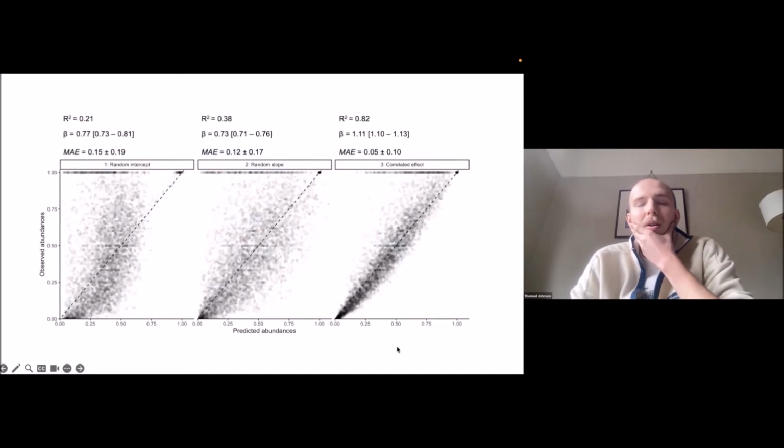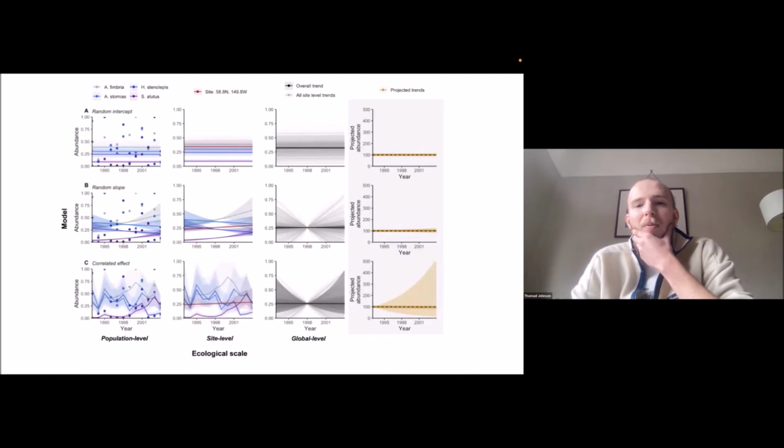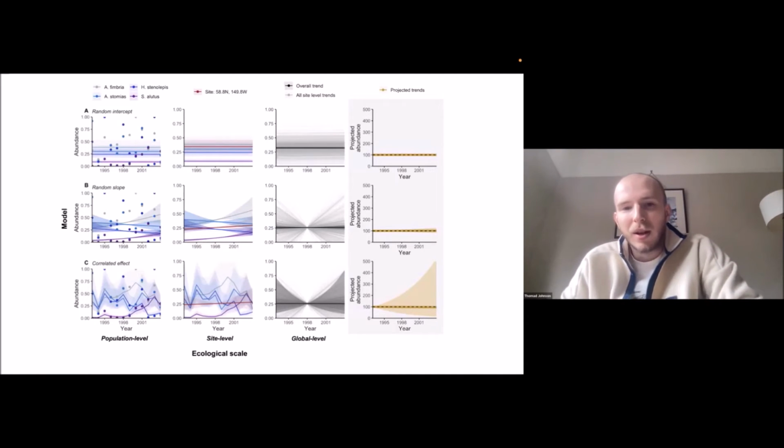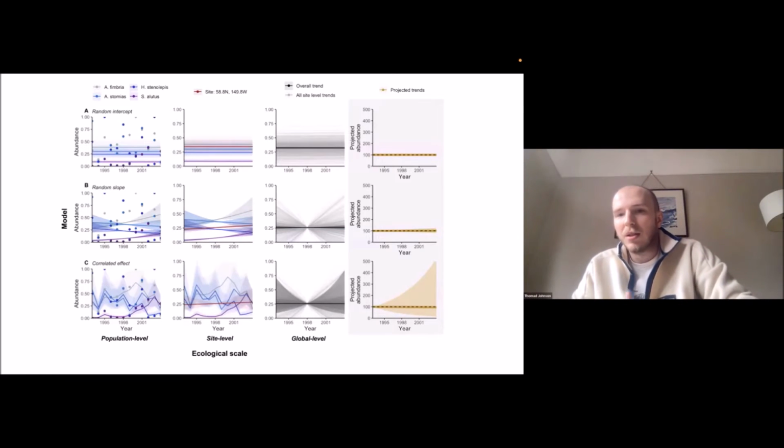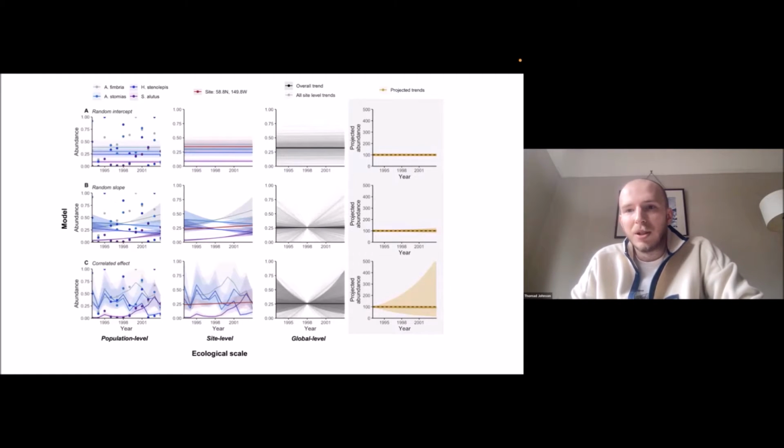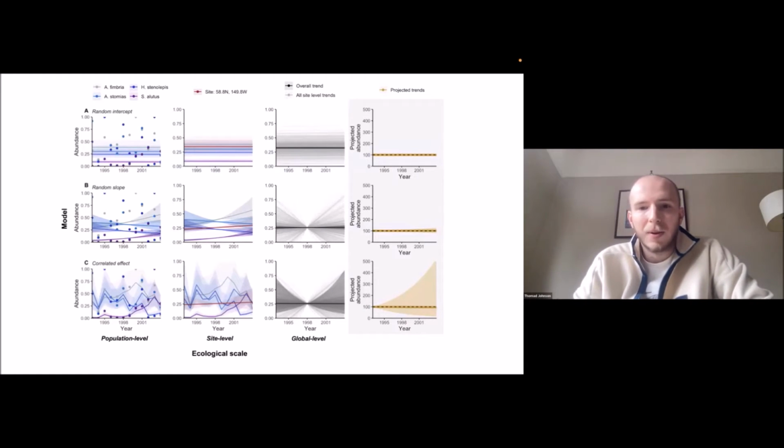So I just want to actually go back on this global level trend. The reason for this uncertainty isn't just the temporal structure now, it's also because of this spatial and phylogenetic covariance between the different sites and species. So that's what drives the uncertainty here.